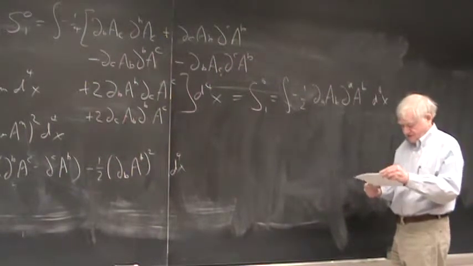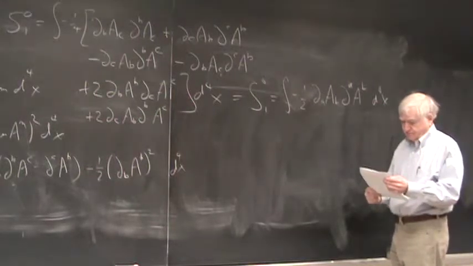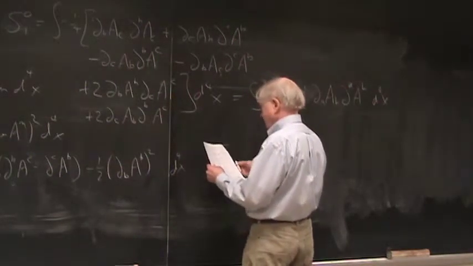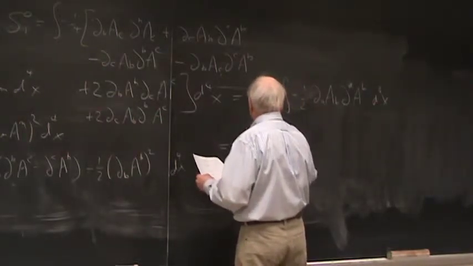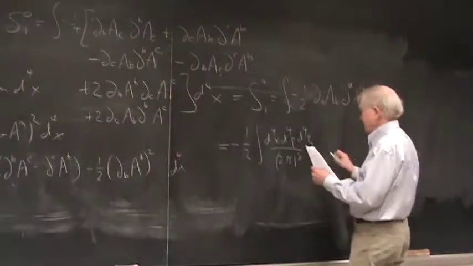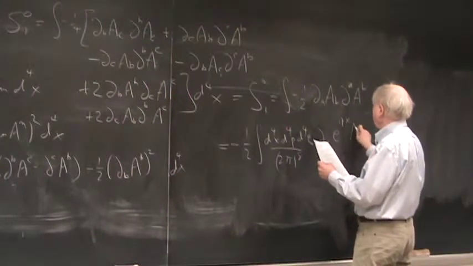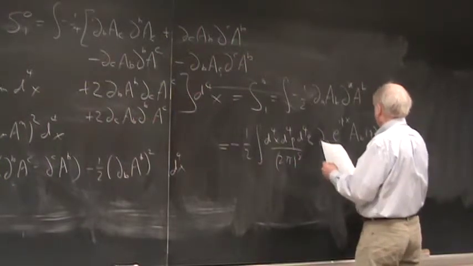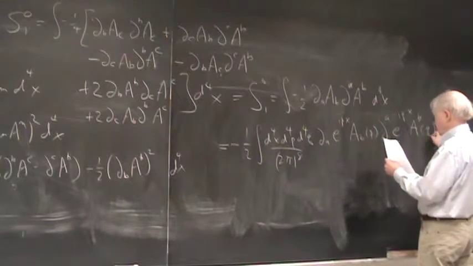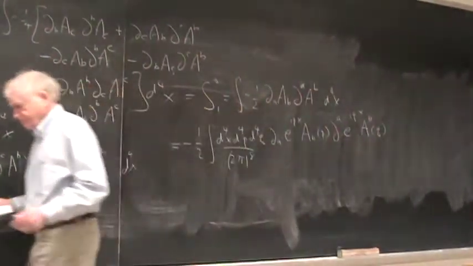But in order to see that, and also to review how we did the propagator before, I'm going to go through the Fourier transform business. In other words, I'm going to write this as minus a half integral d^4x, d^4p, d^4q over (2 pi)^8, and this is going to be dA e^{ipx} A_B(p), dA e^{iqx} A_B(q). So I've expressed both of them in terms of their four-dimensional Fourier transforms. Any questions?